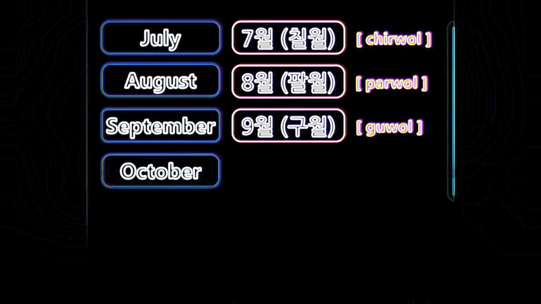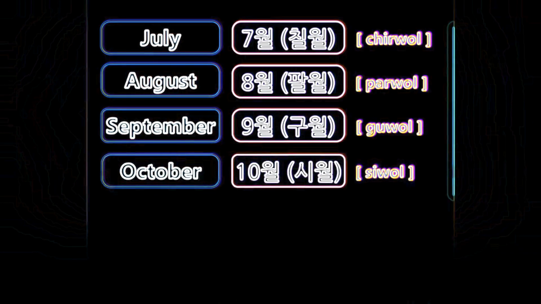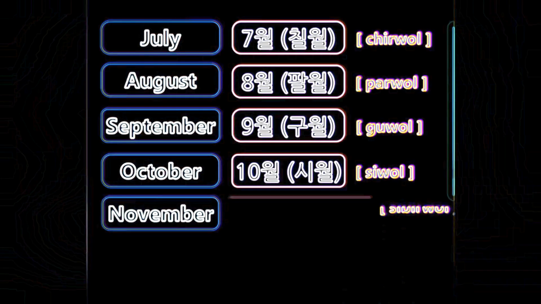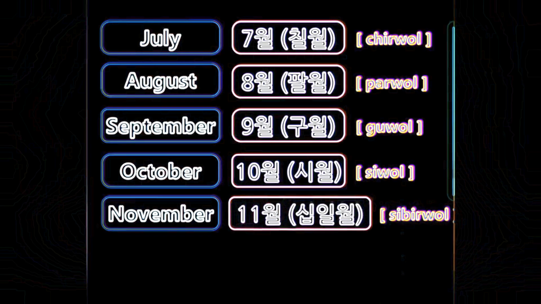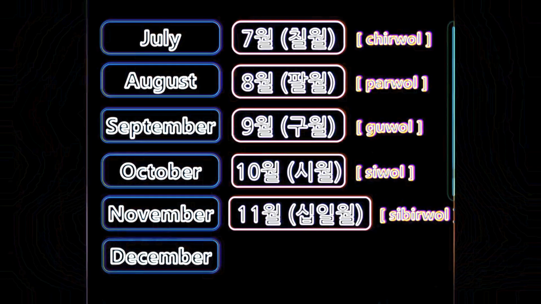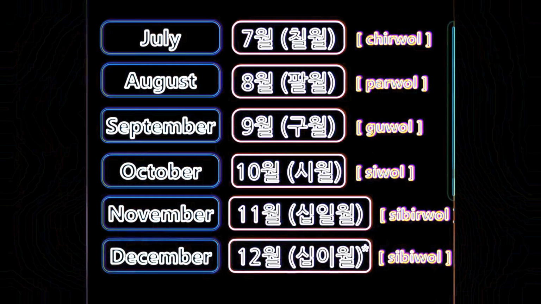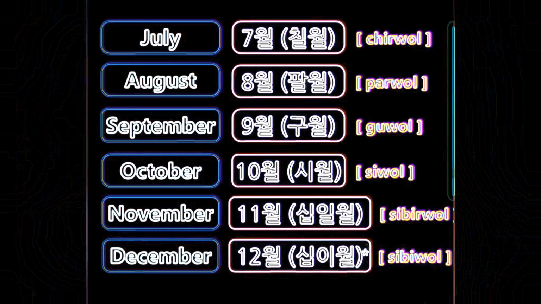October 10월, 10월, 10월. November 11월, 11월, 11월. December 12월, 12월, 12월.